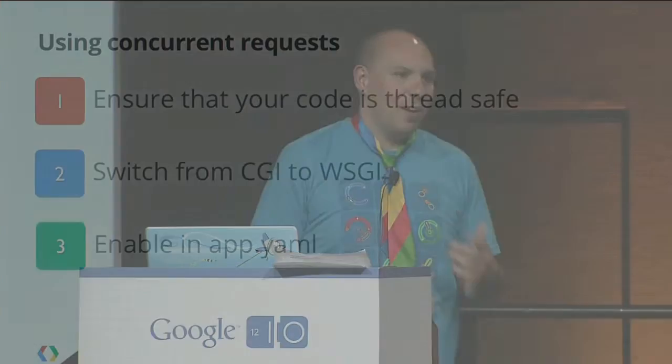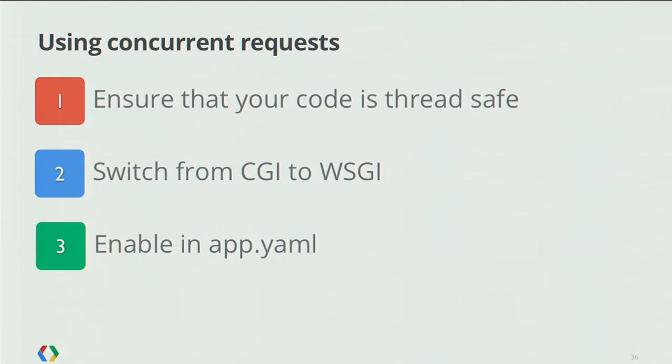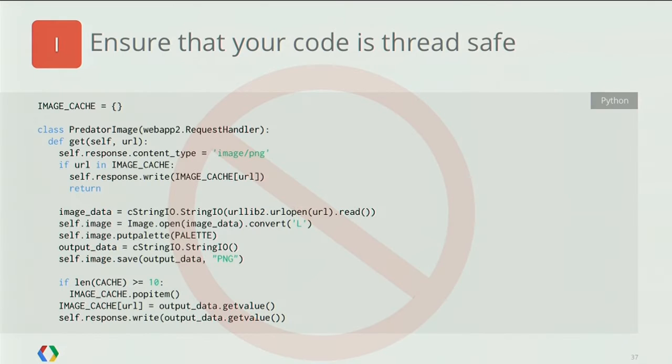Okay, so I've clearly convinced you that concurrent requests are awesome and that you should use them. So how do you actually do it? So the first thing you have to do is make sure that your code is actually thread safe. And thread safety is this huge topic that I don't want to spend too much time talking about. But basically, the easiest way to get yourself into trouble and make your code not thread safe is to change global variables without using some sort of lock.